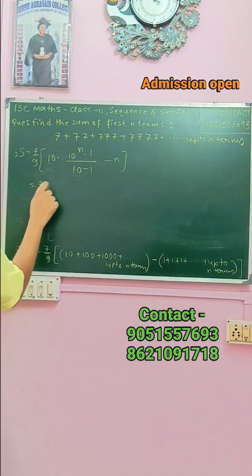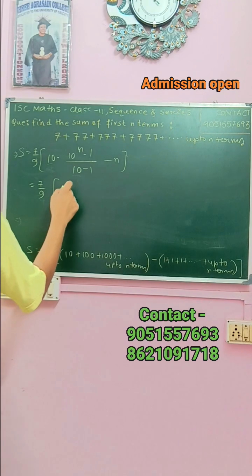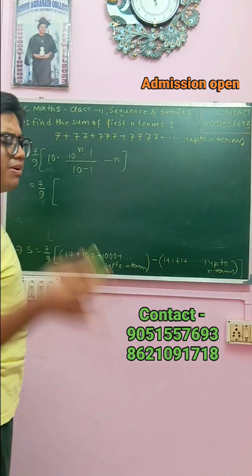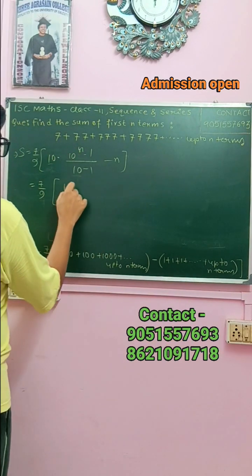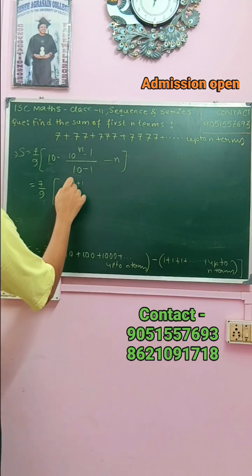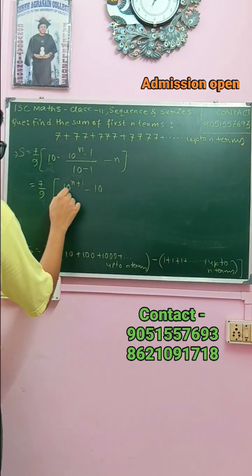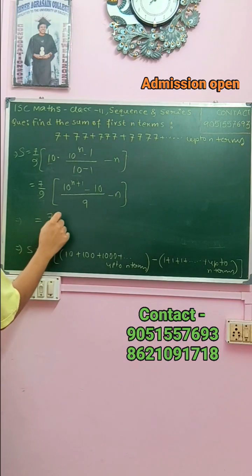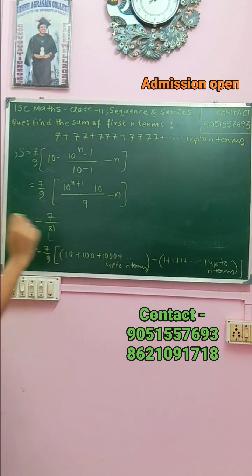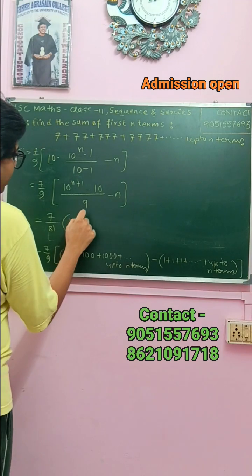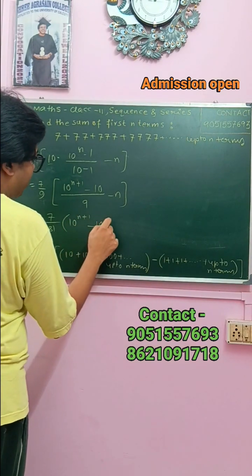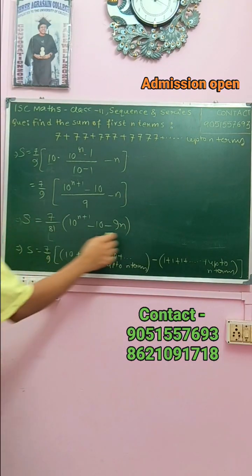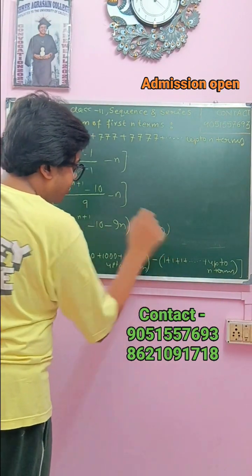Alright? So 7 by 9 into, multiply this. You have your answer, but you can simplify it. 10 into 10 to the power n, that is 10 to the power n plus 1, minus 10, whole divided by 9, minus n. Your result comes to be 7 by 81, 9 into 9 is 81, and 10 to the power n plus 1 minus 10 minus 9n after doing the LCM. So this is your answer.